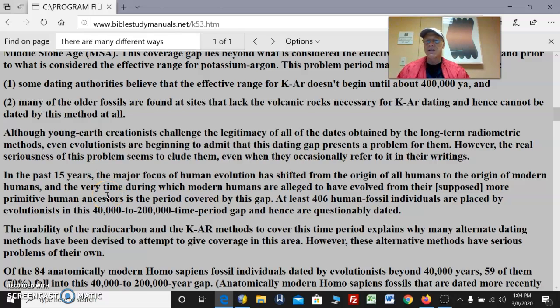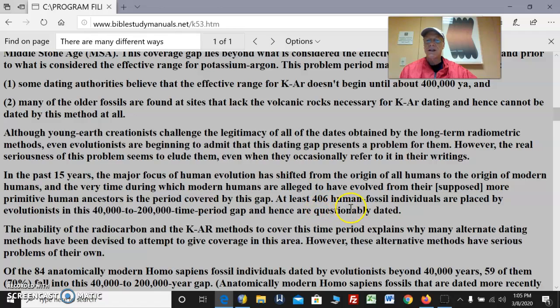Although young Earth creationists challenge the legitimacy of all of the dates obtained by the long-term radiometric methods, even evolutionists are beginning to admit that this dating gap presents a problem for them. However, the real seriousness of the problem seems to elude them, even when they occasionally refer to it in their writings. In the past 15 years, the major focus of human evolution has shifted from the origin of all humans to the origin of modern humans. And the very time during which modern humans are alleged to have evolved from their supposed more primitive human ancestors is the period covered by this gap.